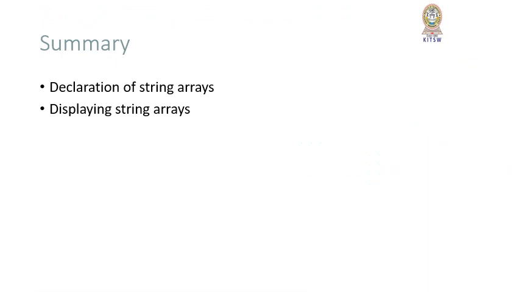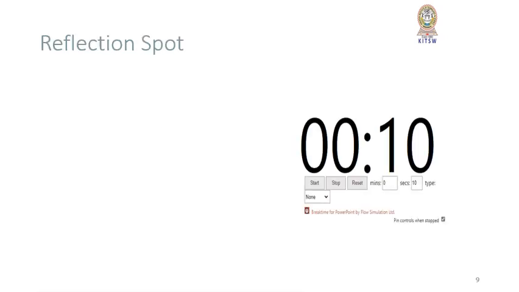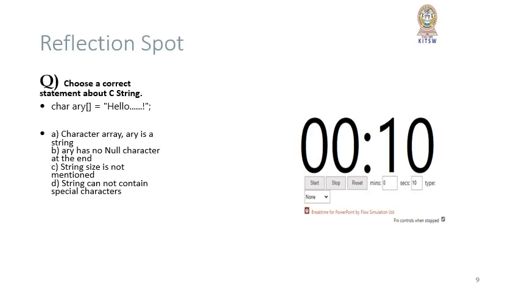So summary of this topic, we have seen declaration of string arrays and how to display the string arrays. So let us see a small example. So this is a declaration of an array. So among this, which one is correct? Just take a few seconds and analyze.